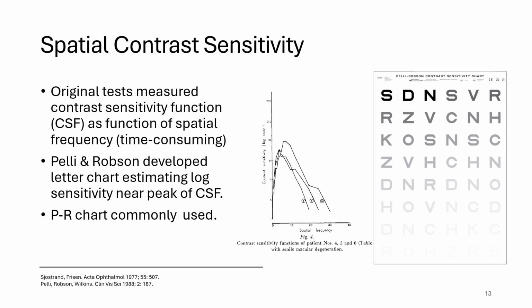The challenge with measuring the whole CSF is that it is very time-consuming, and brief vision tests are typically preferred in clinical trials. Therefore, Pelli and Robson developed the letter contrast sensitivity chart as pictured at the right. This letter chart does not measure the whole CSF. Rather, it provides an estimate of sensitivity near or just below the peak of the function. Pelli-Robson charts have been commonly used in studies.